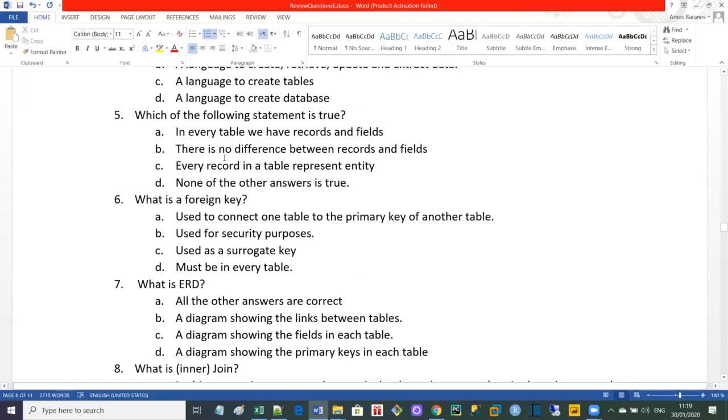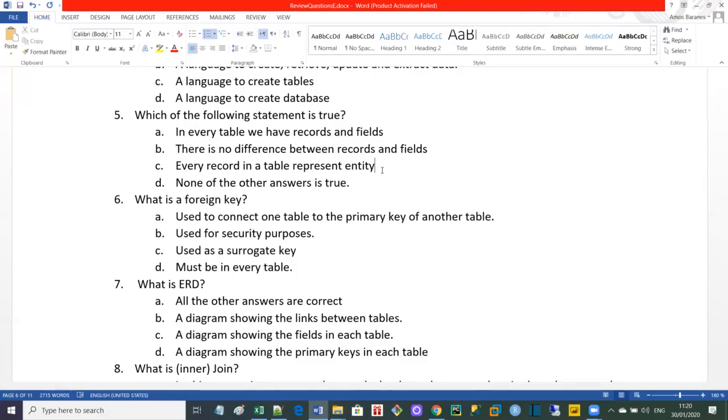Don't get confused. C might seem right to you. Every record in a table represents an entity. That doesn't have to be correct. It's true for a table like customers. It's true for a table like items, for inventory.